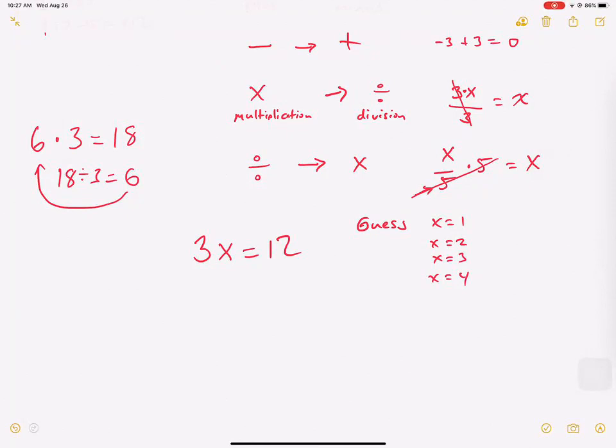So if I plug in the 1, 3 times 1 is not 12. I should write not 12. 3 times 2 is not 12. 3 times 3 is not 12. Oh, 3 times 4, this is 12. Yay, x is equal to 4.